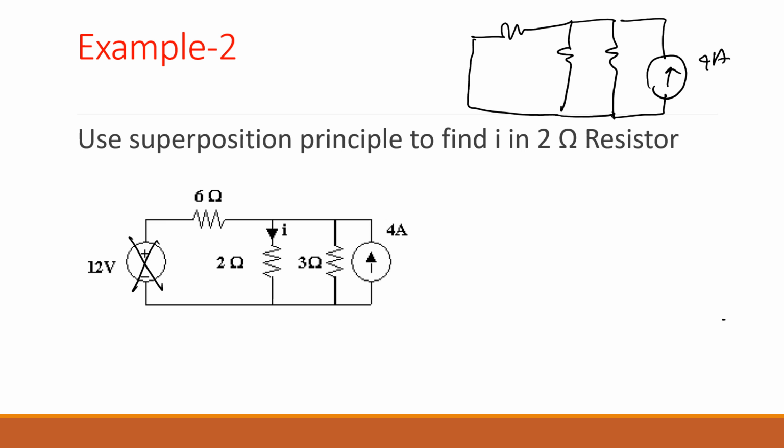This will be my circuit, agree? And we need to find this current. I'm just putting it as I2. It's up to you what you want to put. Did you get this circuit when you turn off the 12 volts? When you turn off a voltage source, that path will become short circuit. So how do we find this one?